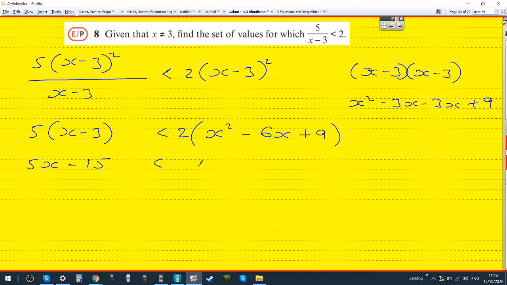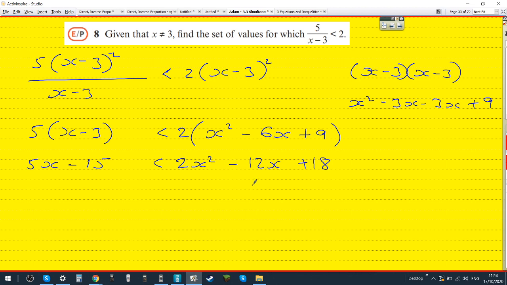So it'd be 2x squared, and then 2 multiplied by 6 is 12, so it'd be minus 12x plus 18. And then you put that back into the inequality and make it equal to 0.